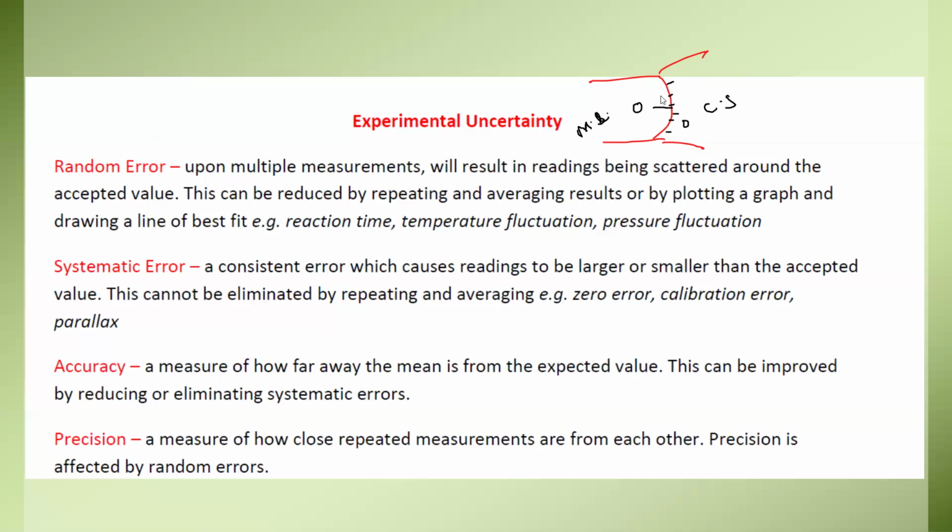And what is this error? This error is known as the systematic error. So a systematic error is there because of the apparatus. Same thing, we have a parallax error.